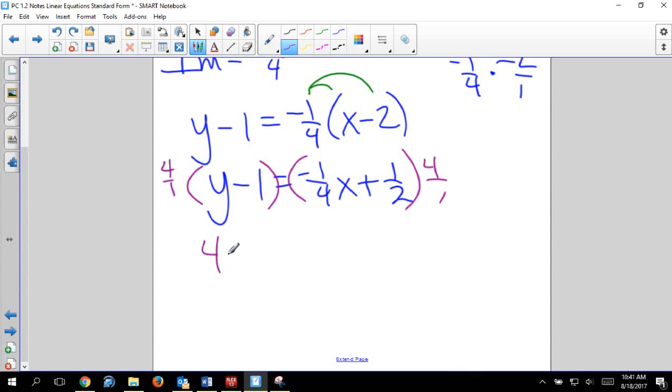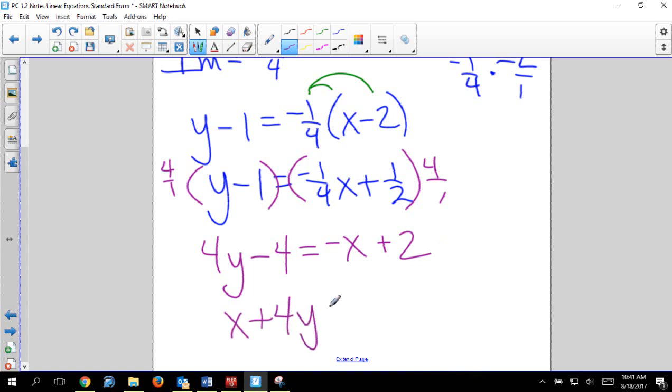So we got 4y minus 4 equals negative x. And then when I multiply these here, we get 2. Then I'm going to move the x to the left and move the 4 to the right. x plus 4y equals 6. Done.